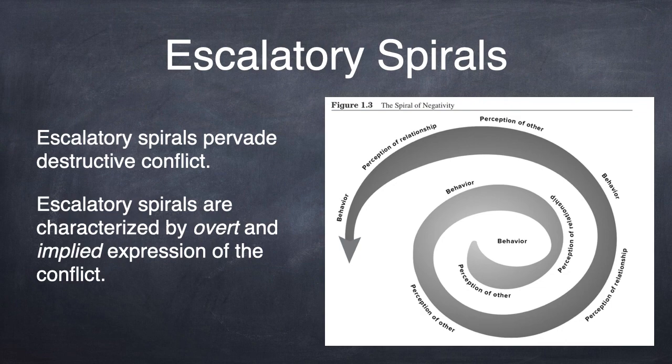Escalatory spirals that are negative are characterized by overt and implied expression of the conflict. You know when conflict is intensifying. You might see somebody's face turn red. You might see them take a stronger stance. You might see them roll their eyes. You might hear them use particular words that you know means that conflict is happening. So be more aware of escalatory spirals in the negative sense so that you can convert those to more positive spirals.